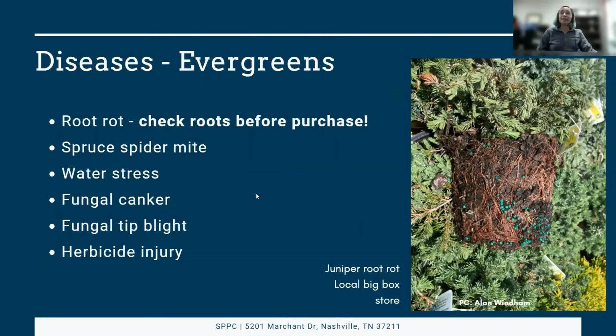Evergreens. I get lots and lots of evergreens in the lab, lots of arborvitae, lots of juniper, and there's a couple of key problems that are pretty consistently found on these evergreens. Root rot is a big one. When you go and you're selecting your plants, always check the roots for root rot. This is a very common problem, especially in big box stores. So always, always, always, before you buy or plant your plants, check for root rot. These roots are brown, rotting. We want them to be white and healthy. So this is a big one.